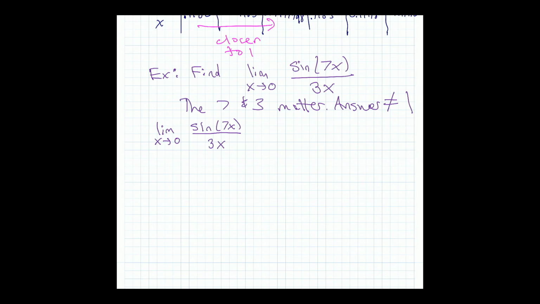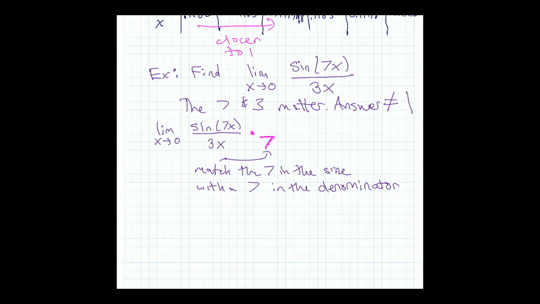Here's how I would do it. If you've got a 7 in the numerator, then you need to match it in the denominator. So you want to somehow match the 7 in the sine with a 7 in the denominator. Now, how are you going to get a 7 in the denominator? Well, you're going to have to add one because there's not one there, right? So you want to add a 7 in the denominator that's not there, okay?